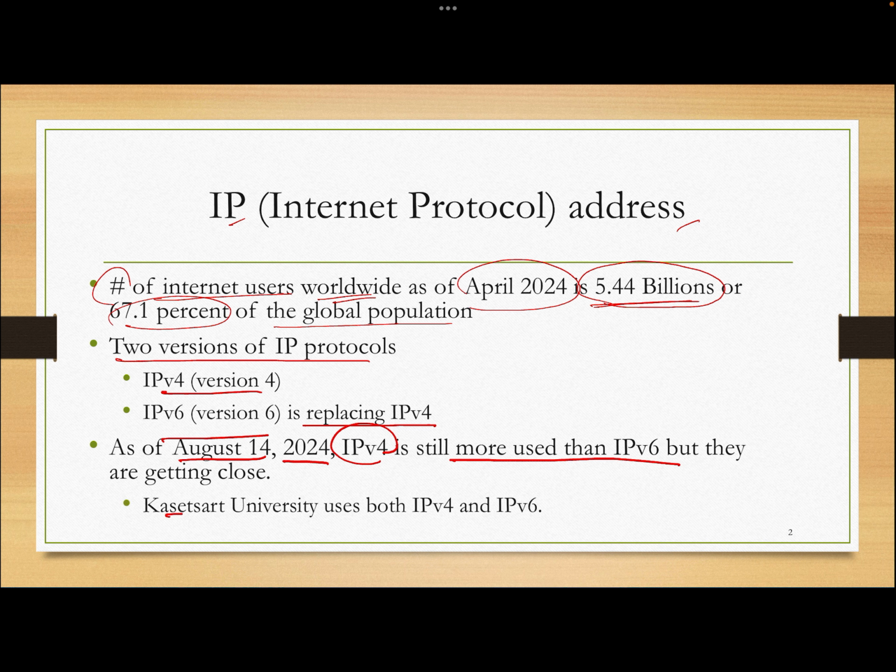For Kasetsart University, there are both version 4 and version 6 if you access the internet in the KU-WIN network. You can read that they have a version 4 address and a version 6 address, because version 4 does not have enough addresses for all users.